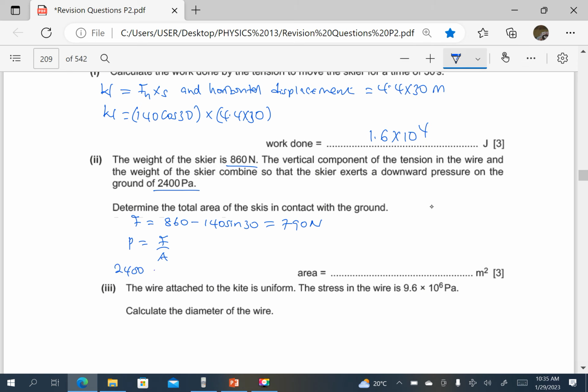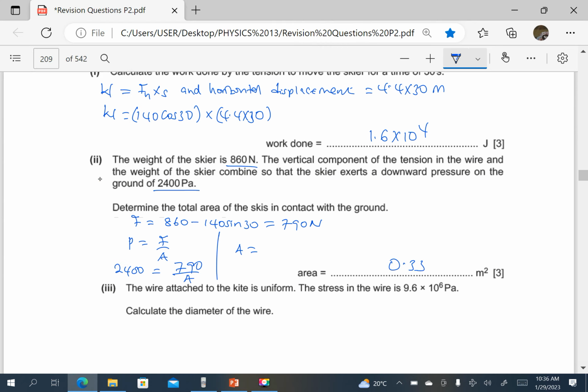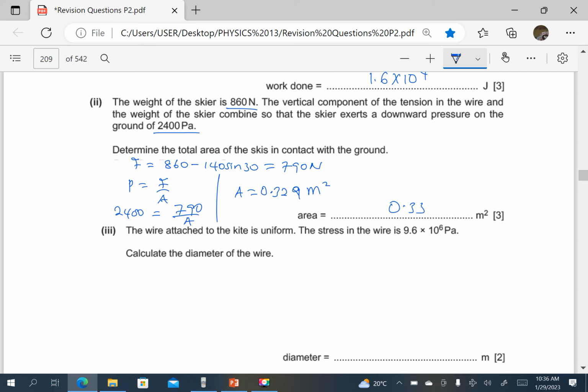The pressure is 2,400, which should be equal to 790 divided by the area. So what is the area? So area equals, we just press the calculator, 2,400 divided by 790. And that is 3.03. No, I divided wrongly. A will be 790 divided by 2,400. That is 0.329, which is 0.33. So this would be 0.329 meters squared, which is approximately 0.33. So you make A the subject and find A by pressing your calculator.